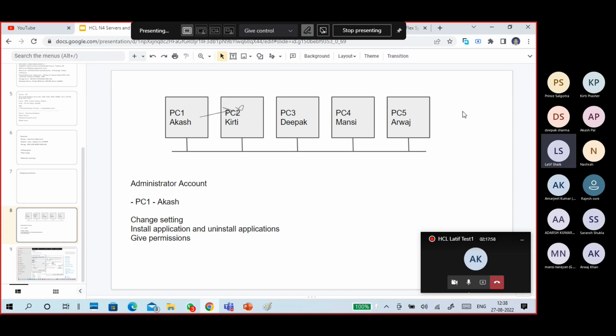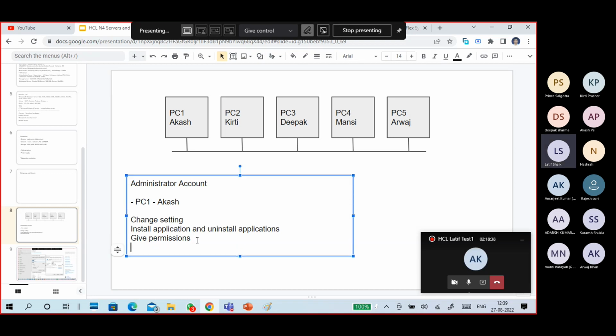Why? Because the account information of Akash is stored in PC1. PC2 doesn't know about Akash. So PC2 is managed by Kirti, PC3 is managed by Deepak, PC4 is managed by Mansi and PC5 by Arvaj. They can change the settings, give permissions, install and uninstall applications, and modify settings, which means everything that comes in the settings. So they have their own administrator.